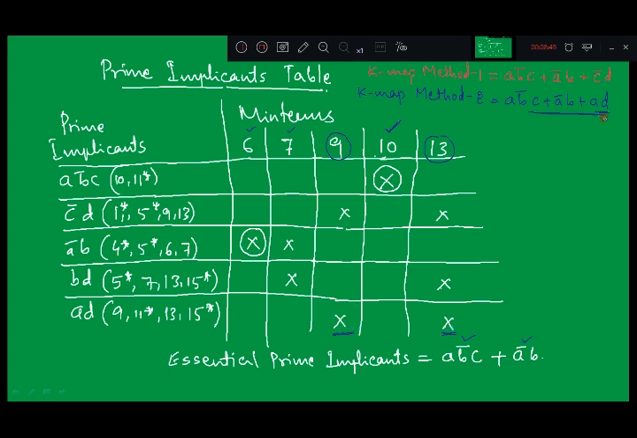Because I want the third term, AD. Where is AD? AD, right? So just check whether it is covering those remaining minterms or not. So here your aim is to cover all the minterms, right? If you can't cover all the minterms, then it is not an essential prime implicant. Whatever expression you get, that is not the simplified Boolean expression. The simplified Boolean expression should cover all the minterms, right?